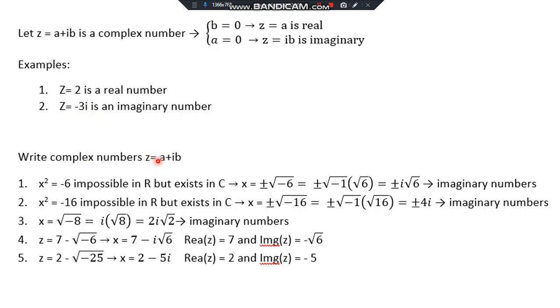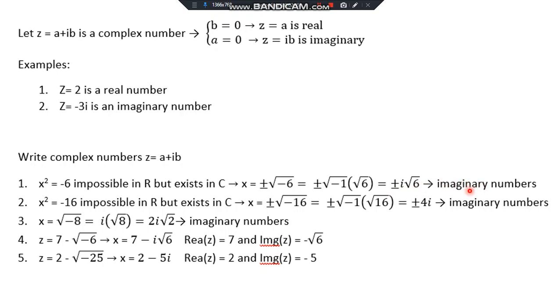Now, write the complex number in the form z = a + ib. You have x squared equal to minus 6. This is impossible in the reals, however it exists in complex numbers. So if you remove the square, you put plus or minus the square root of minus 6, and this is possible since we're talking in complex numbers. The root of minus 6, as we said before, is i root 6. So you have two parts: plus or minus i root 6.